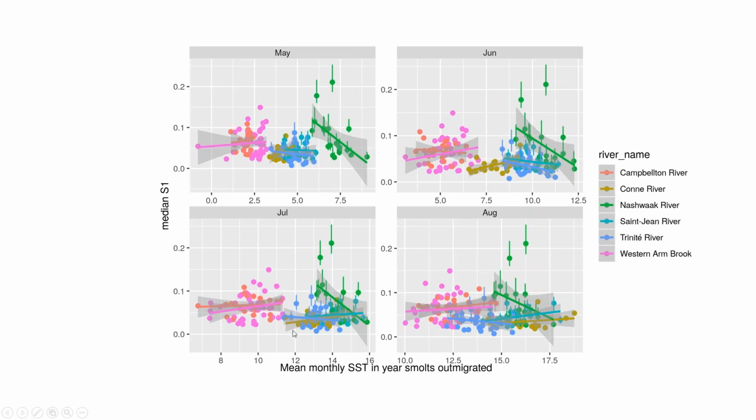And we don't seem to see very much of a pattern except for the Nashwaak River, which is in the highest end of the spectrum when it comes to temperature, where you can see a negative relationship between marine survival and temperature. But for the other rivers, you don't seem to see this, which was kind of baffling. But at the same time, I wasn't really expecting to see much here because these are two noisy parameters. Marine survival is a noisy parameter, and SST is noisy in how it's expected to impact marine survival.